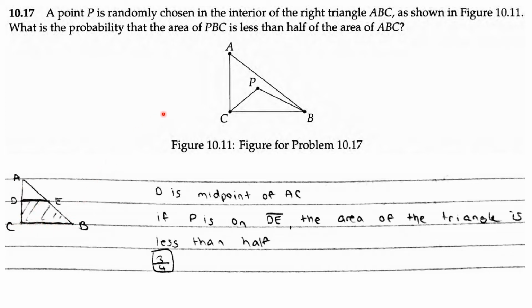So if you want the area of PBC to be less than half of ABC, then we need the height of the triangle PBC to be less than half of the height of the triangle ABC. So if P is below DE, then the area of the triangle is less than half. So that's 3/4, because that's the area of this trapezoid.